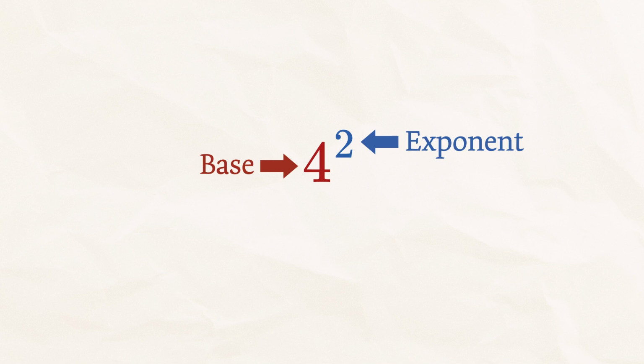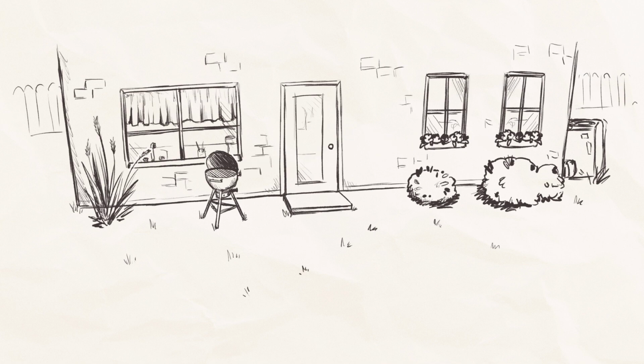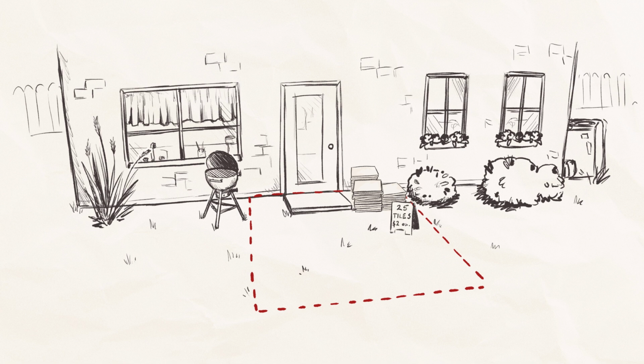But what if we want to sort of do this in reverse? Say you have a budget of $50 for a square patio by your back door. Each tile costs $2, so you can afford to buy 25 tiles. How big of a patio can you afford to make? Since it's a square patio, the width and the length will be the same.